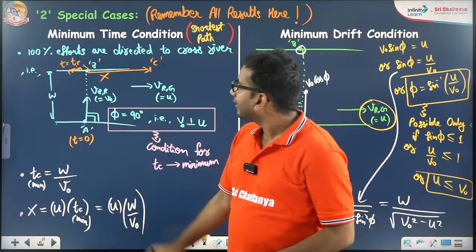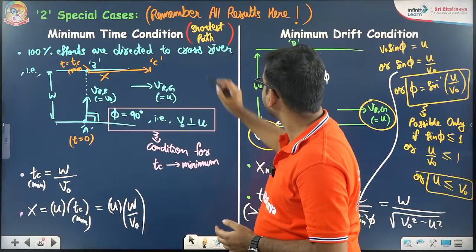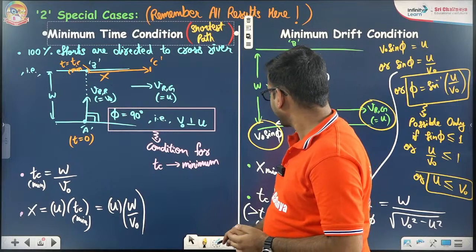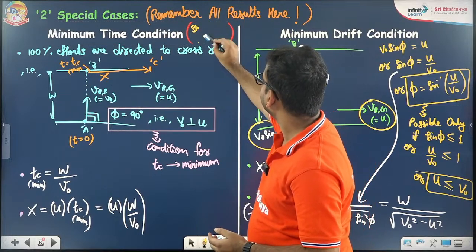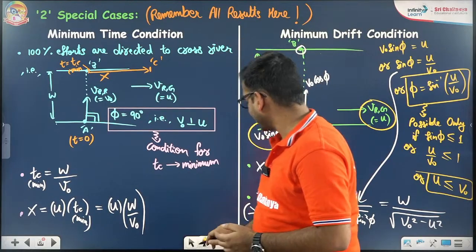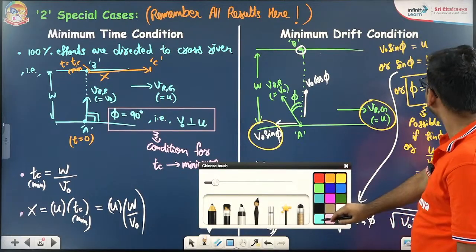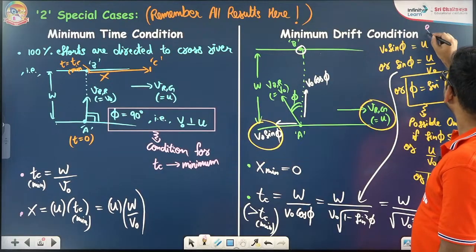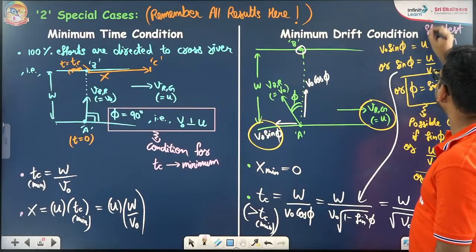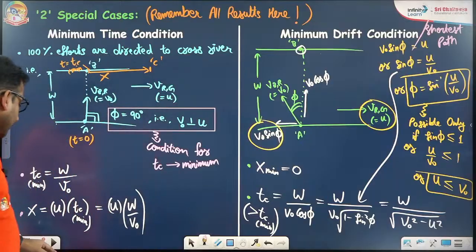Obviously you are moving, so I think I wrote it at the wrong place. Okay, I'll write it separately. Minimum drift is called shortest path condition. Okay, that was shortest time over there. This is minimum drift, shortest path.